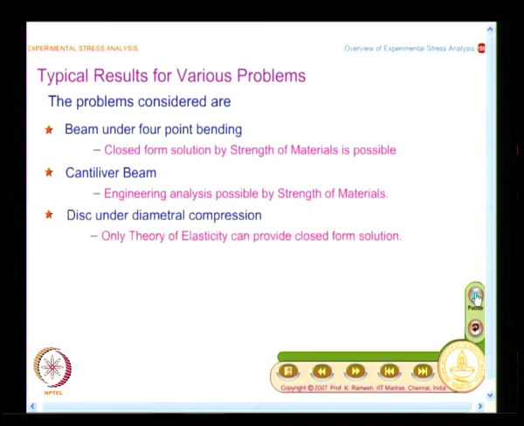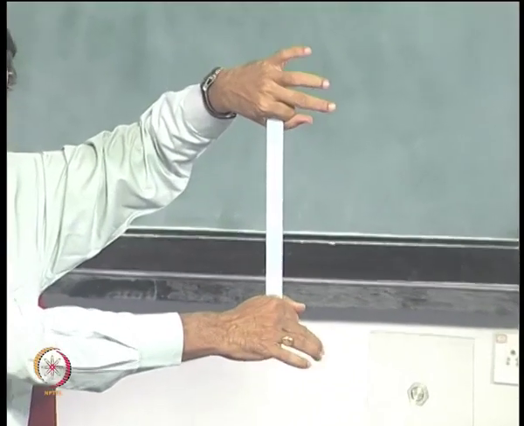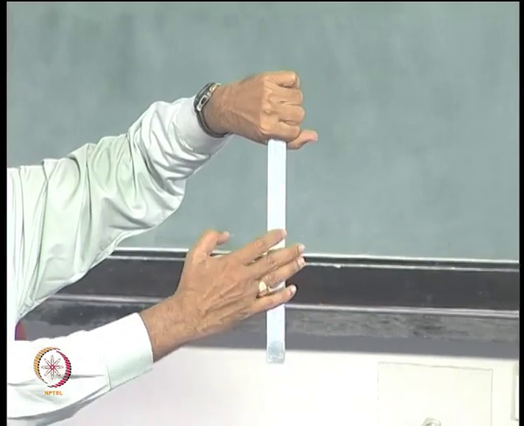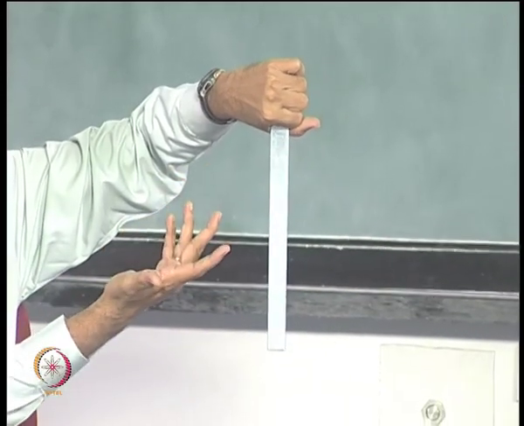And the next problem is disk under diametral compression. See, this is what we had seen in the last class. I have a shape like this. When I have the bar and I pull it, strength of material is good. The moment I put a hole, I cannot do it by strength of material.